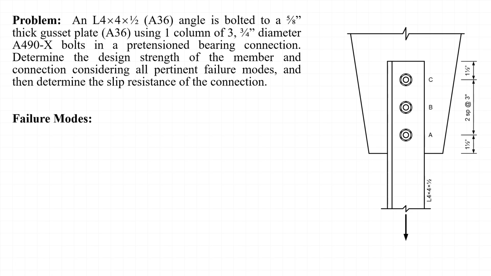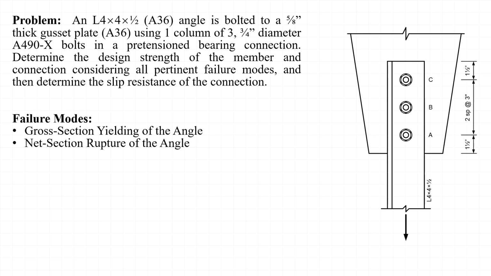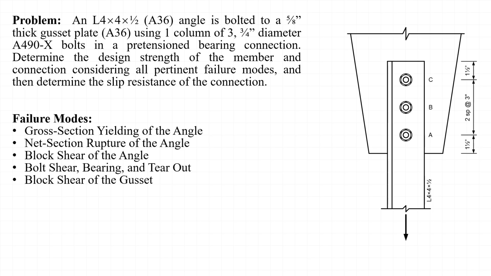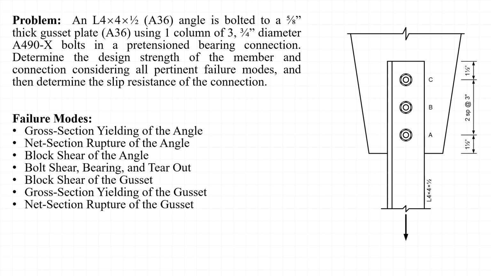Failure modes it will investigate, working our way from the angle through the joint to the gusset, include gross section yielding and net section rupture of the angle, block shear of the angle, bolt shear, bearing, and tear out, block shear of the gusset, and gross section yielding and net section rupture of the gusset. As the instructions request, we'll also calculate the slip resistance of the connection as well.